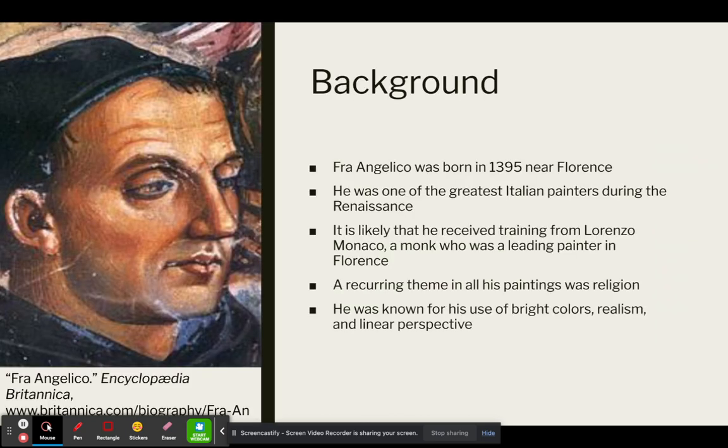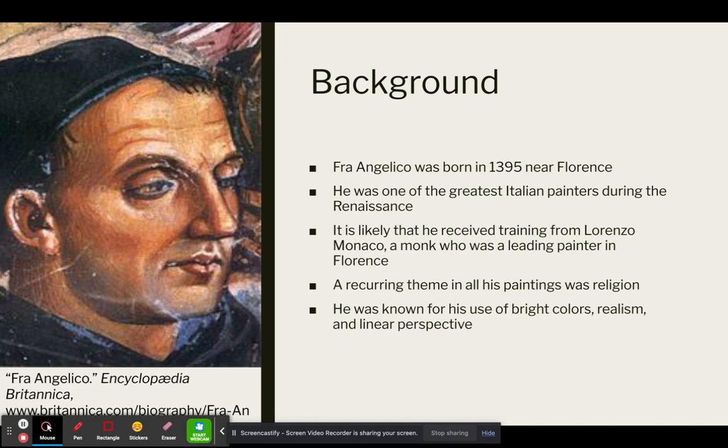Fra Angelico was born in 1395 near Florence. He was one of the greatest Italian painters during the Renaissance. It is likely that he received training from Lorenzo Monaco, a monk who was a leading painter in Florence until his death.